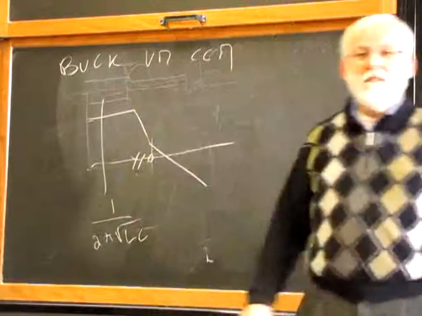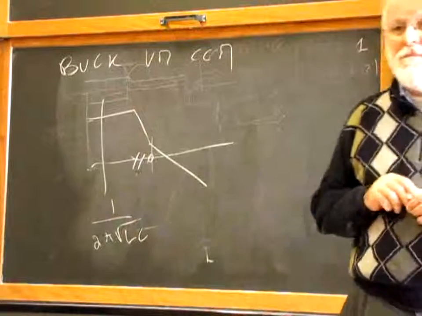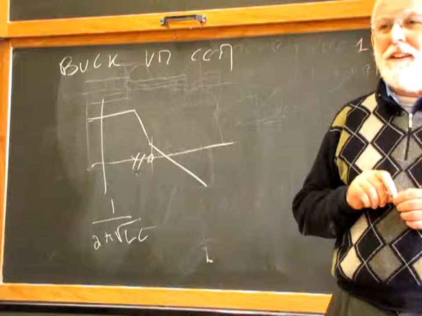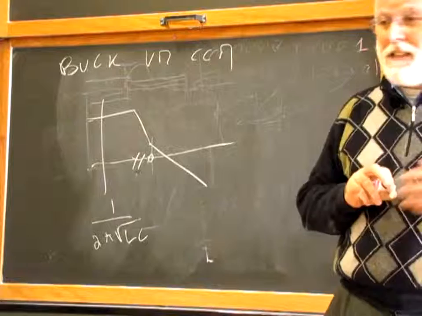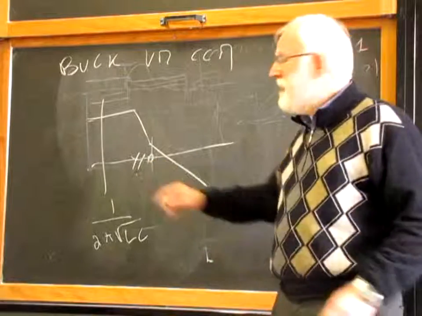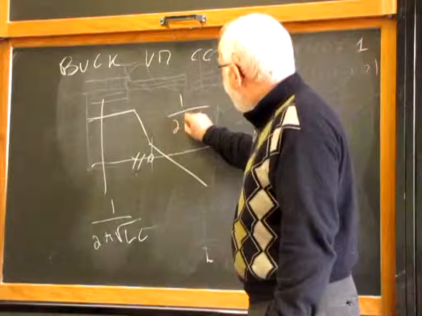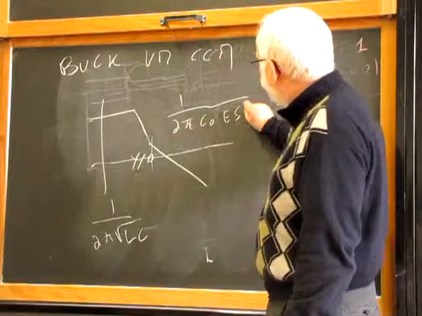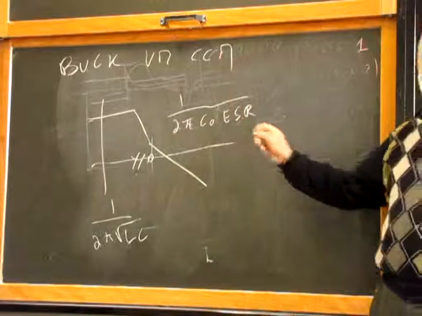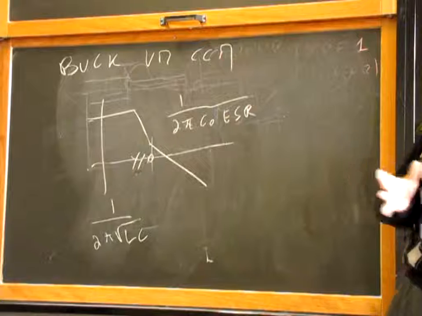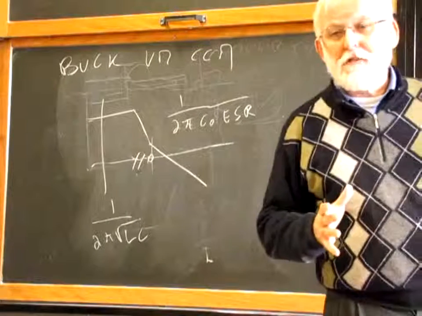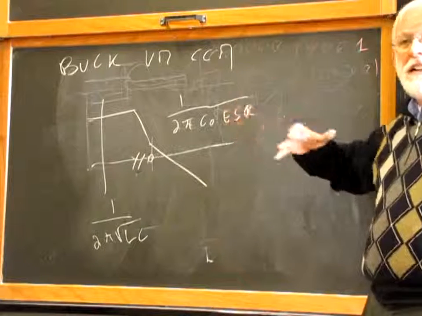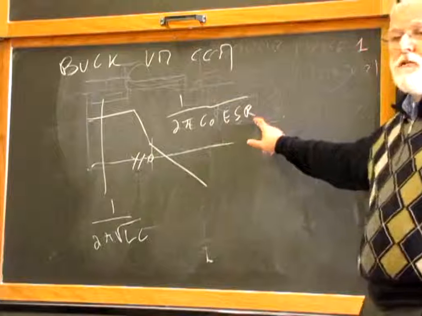Then we have a zero, right or left plane zero? Left plane. This is the output capacitor zero. And this frequency is 1 over 2 pi times output capacitance times ESR. We don't know exactly where this zero is, but more or less, according to the technology of our capacitor, the quality, how much money we spend for our capacitor, we can have something in the range from 1 kHz to 10 kHz or so.